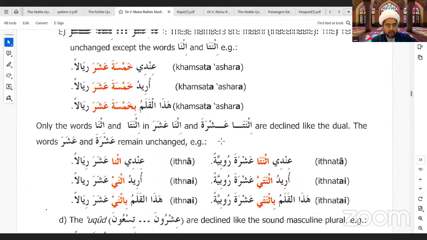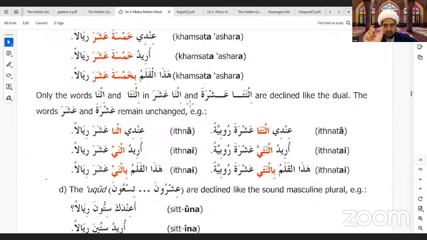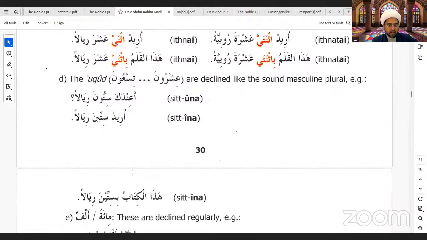Excellent. So from 11 to 19, mabni, except there's one exception. The number 12, the first part, which is the 2, that changes. Apart from that, the rest of the numbers from 11 to 19 remain the same. So here, ithna, ithnay, and bi'ithnay. That's the only exception, number 12.